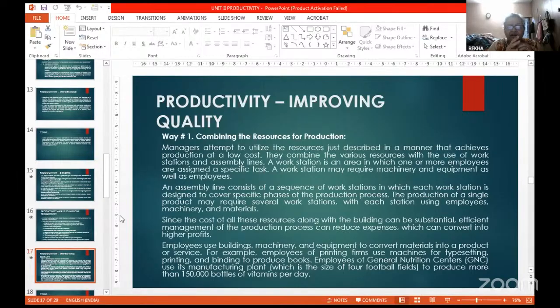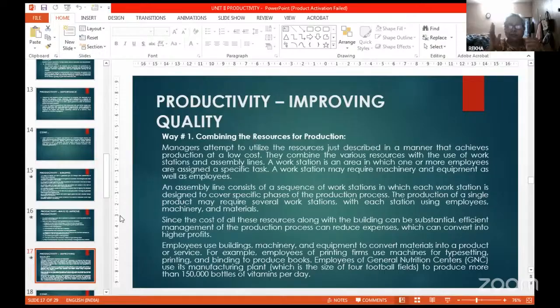Way one, combining the resources for production. Managers attempt to utilize the resources just described in a manner that achieves production at a low cost. They combine the various resources with the use of workstations and assembly lines. A workstation is an area in which one or more employees are assigned a specific task. A workstation may require machinery and equipment as well as employees. An assembly line consists of a sequence of workstations.